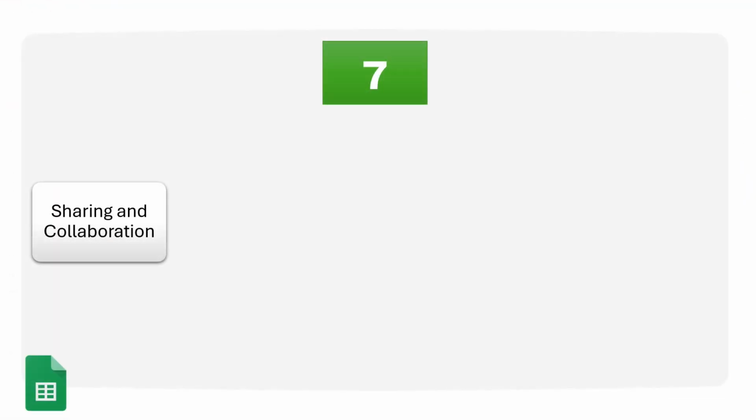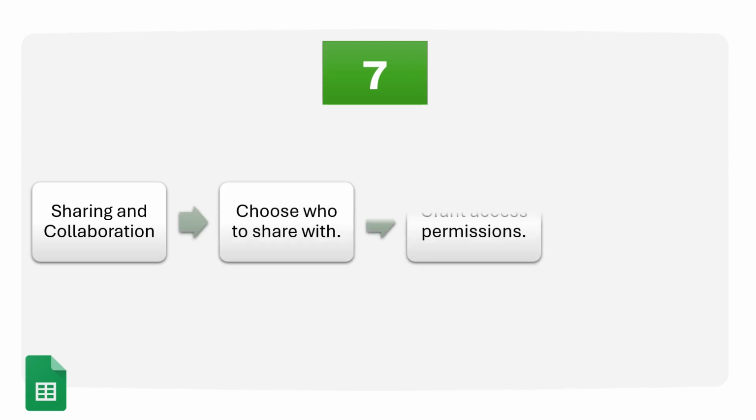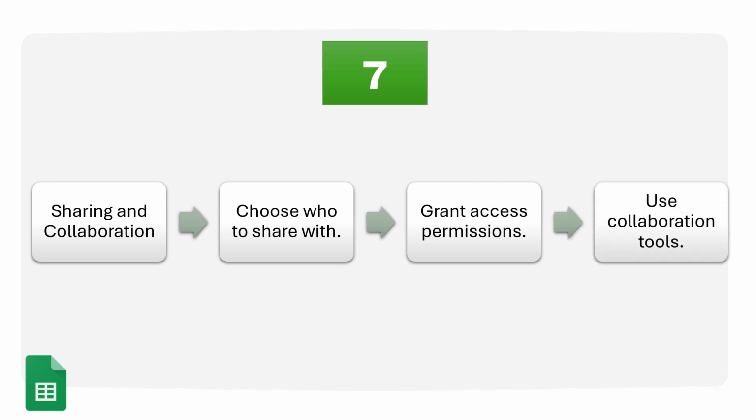For lesson 7, we'll take a look at sharing and collaboration. The main thing to know about sharing and collaboration is that once you have created your Google Sheet, it's automatically saved to the cloud. All changes are saved in real time. So the first thing you need to do is choose who you want to share the file with. What type of permissions do you want to grant? And you can use the collaboration tools that are available as well.